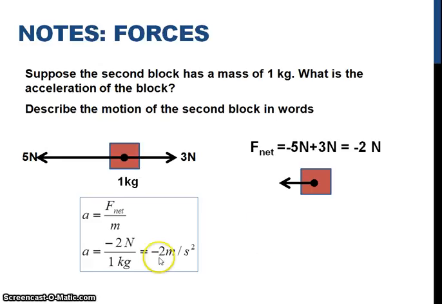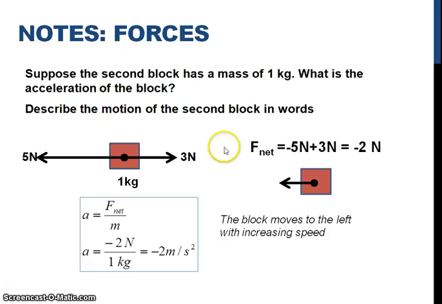And that means that the negative sign means that the acceleration is to the left in the negative direction, and the acceleration is 2 meters per second squared. So it's going to be increasing its speed to the left. So if there's this net force acting on the block here, it's going to speed up to the left.